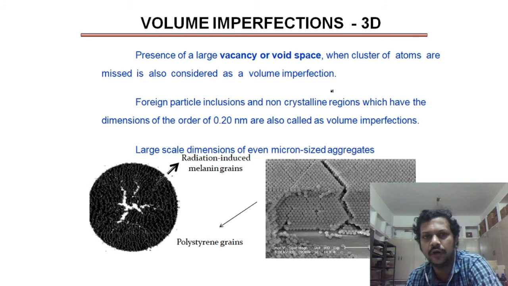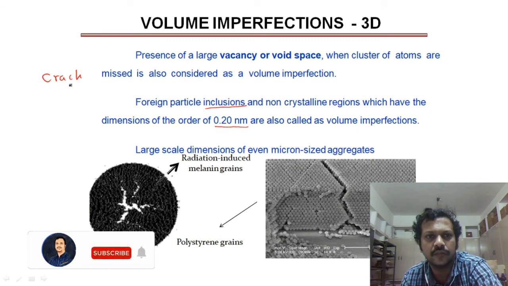And the last one is volume imperfection. Volume imperfection happens as a hole in a crystal. It may be visible to the naked eye, or even very small in size. It affects the crystal as a whole. If there are foreign particle inclusions inside, even if of size 0.20 nanometer, they are also called volume imperfection. It may affect a certain region of atoms. Then if there is a crack, it is called volume imperfection.